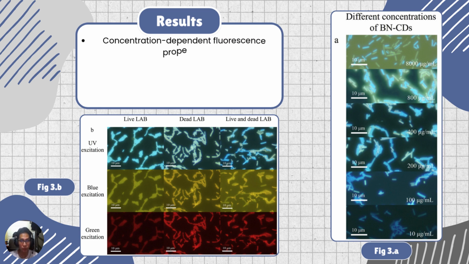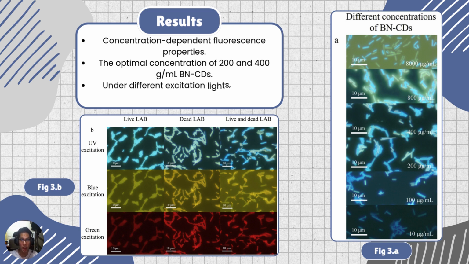It can be observed from Figure 3A that BNCDs exhibited concentration-dependent fluorescence properties. Higher concentration means higher fluorescence and also higher background noise. From the clarity and distinctness, the optimal concentration of BNCDs for labeling LAB was observed to be between 200 and 400 micrograms per milliliter.